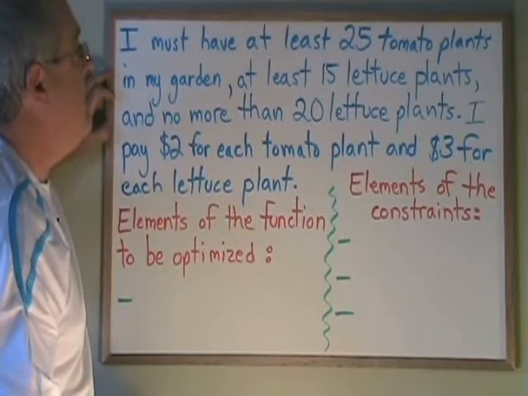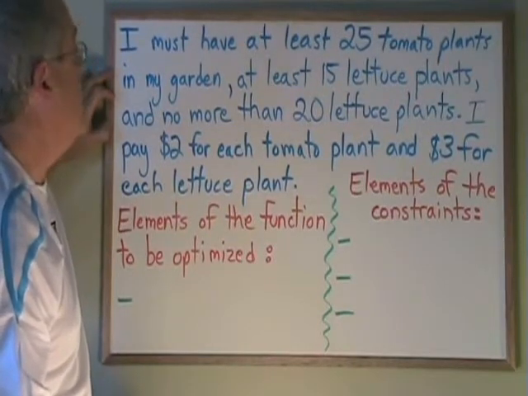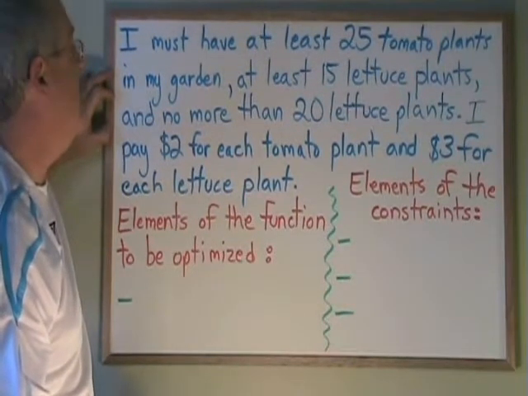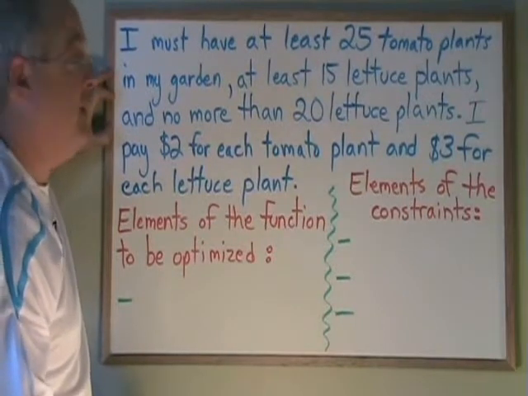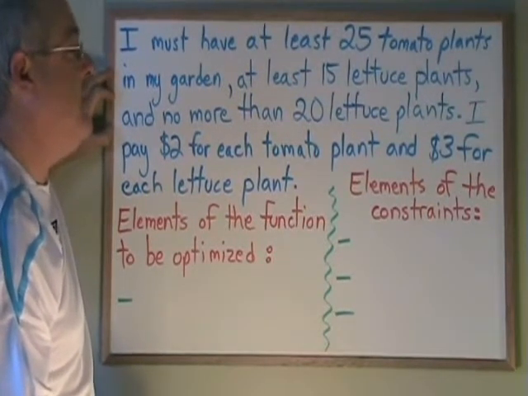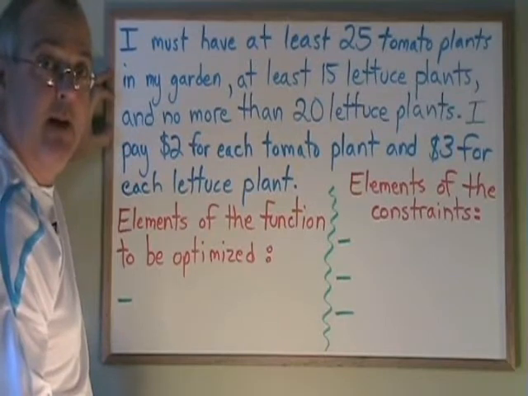In this problem, I must have at least 25 tomato plants in my garden, at least 15 lettuce plants, and no more than 20 lettuce plants. I pay $2 for each tomato plant and $3 for each lettuce plant.